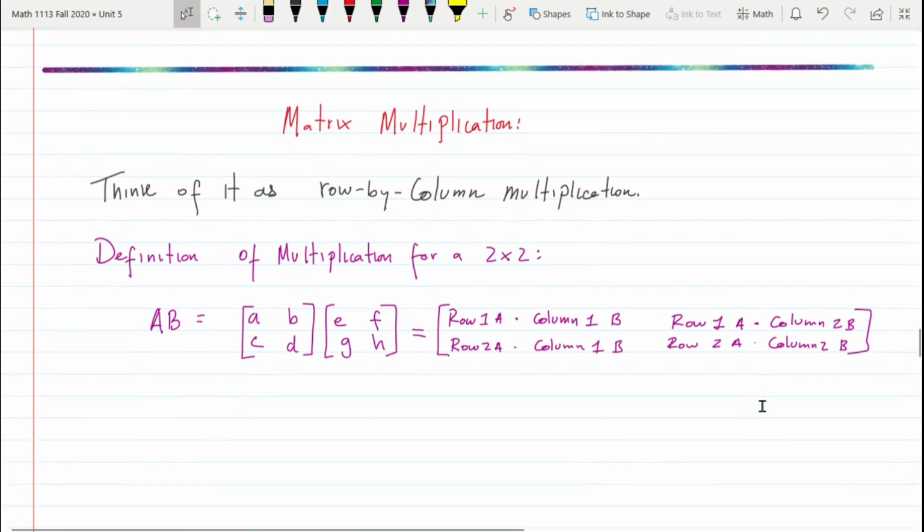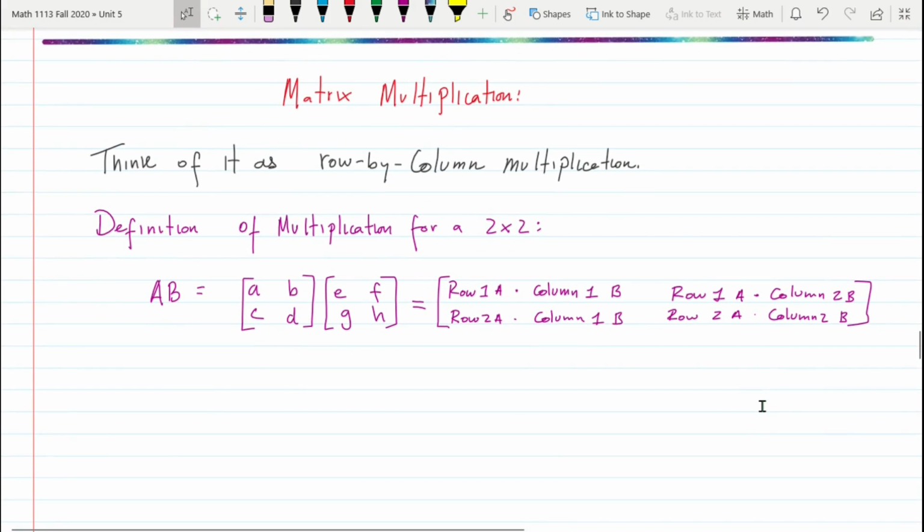Next, we've talked about adding and subtracting and scalar multiplication. But can we multiply matrices? Or like I talked to you about earlier, can we divide them? What's left? So matrix multiplication is very interesting, but it can be a little bit confusing. So we want to think of it as a row by column multiplication. Okay.